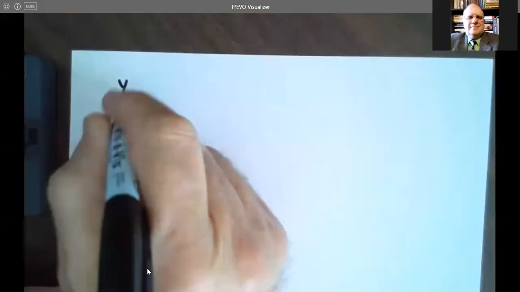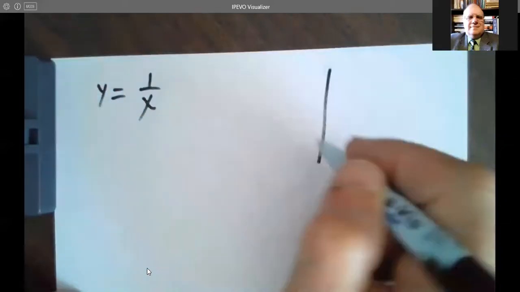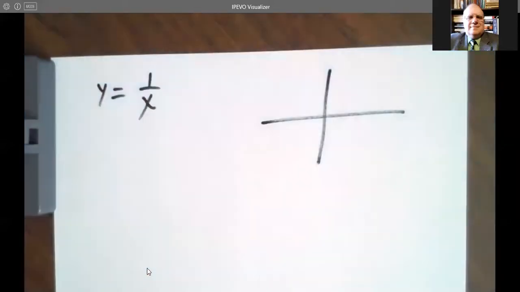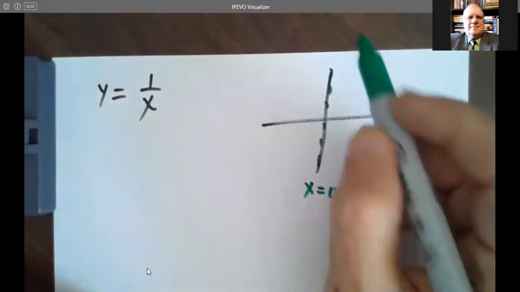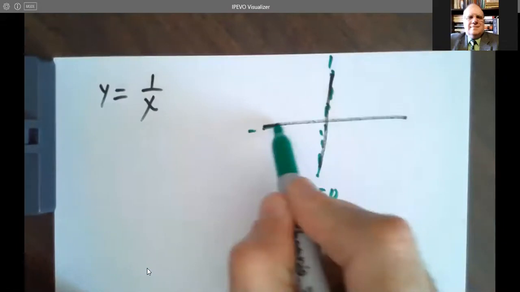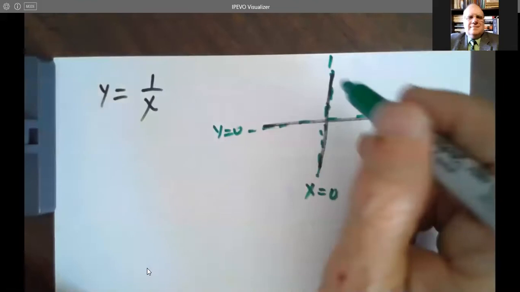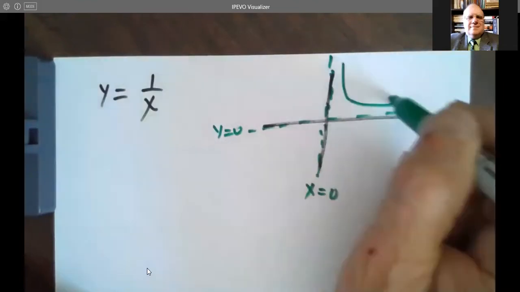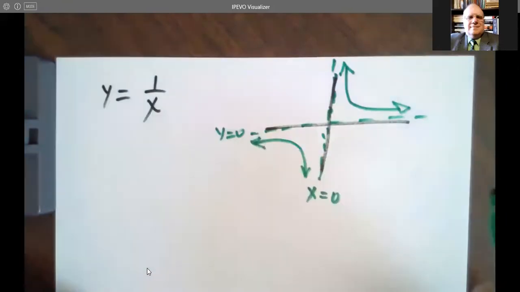Okay, y equals 1 over x. It has vertical and horizontal asymptotes at x equals 0, right on the y-axis, and y equals 0, right on the x-axis. It has two curves, one in the upper right, one lower left.